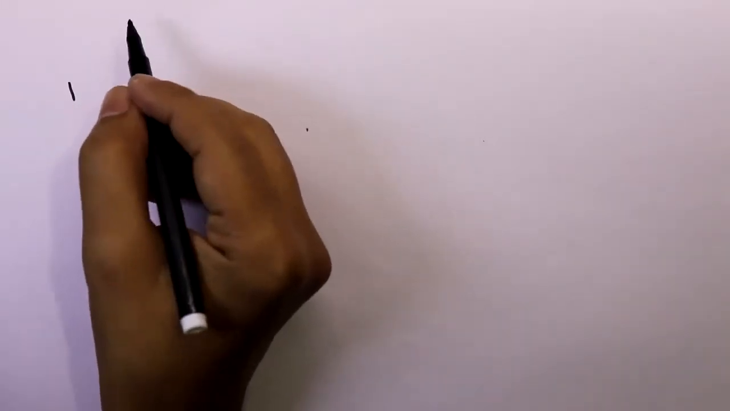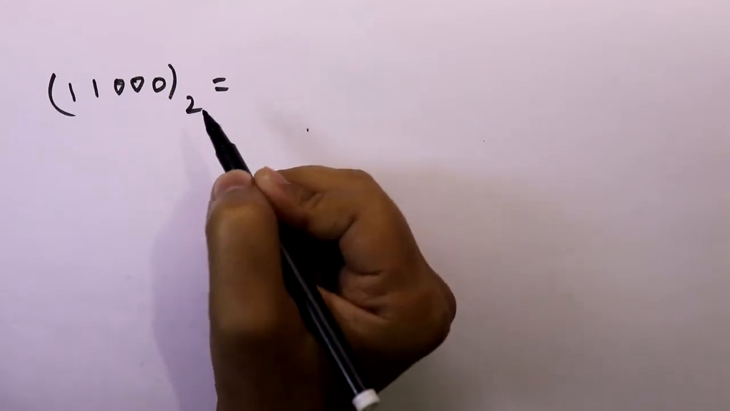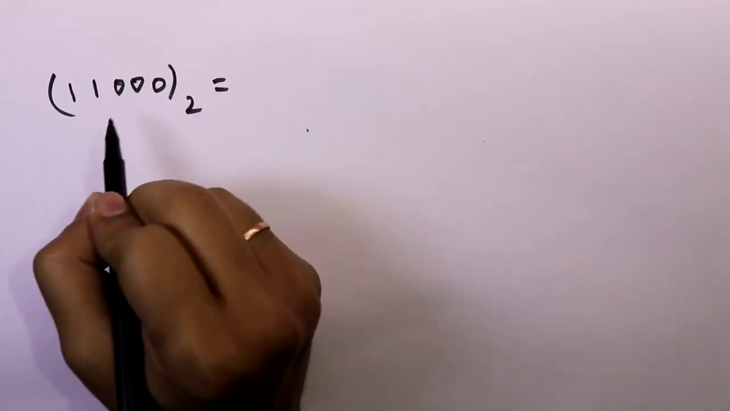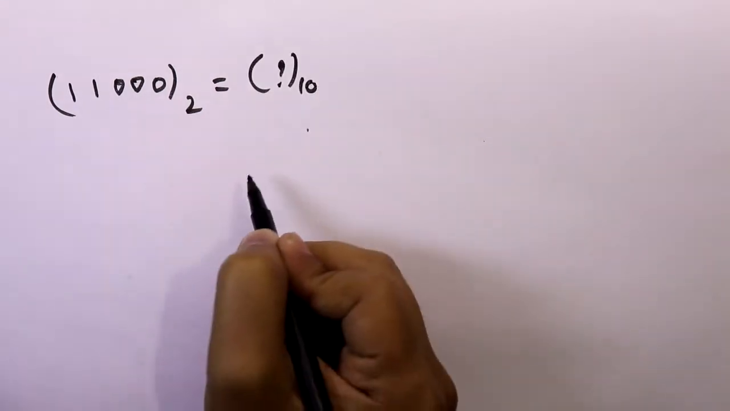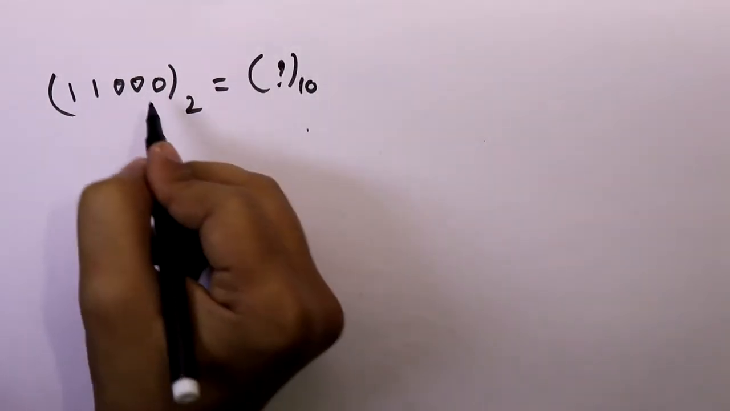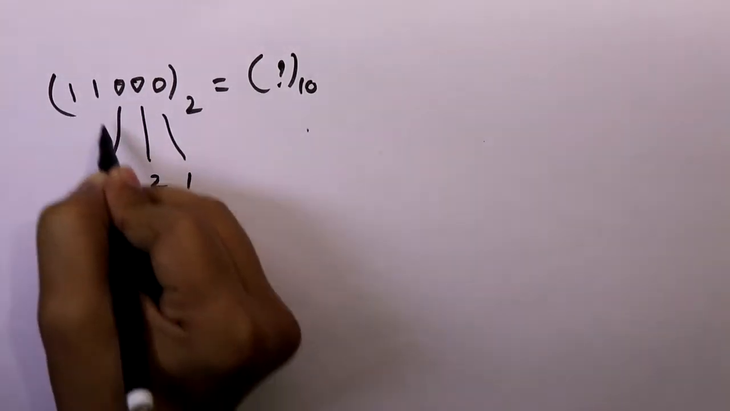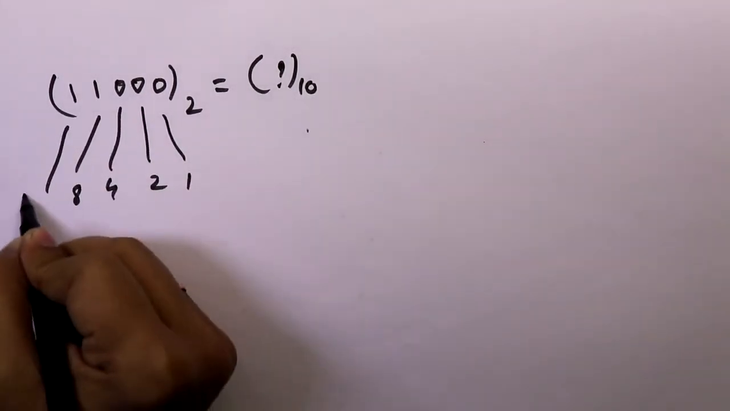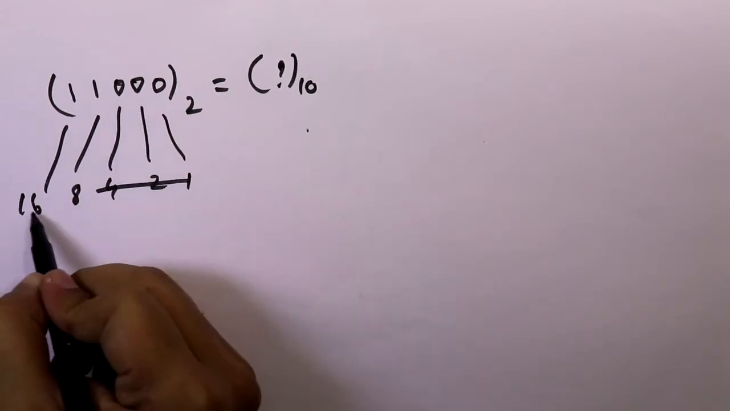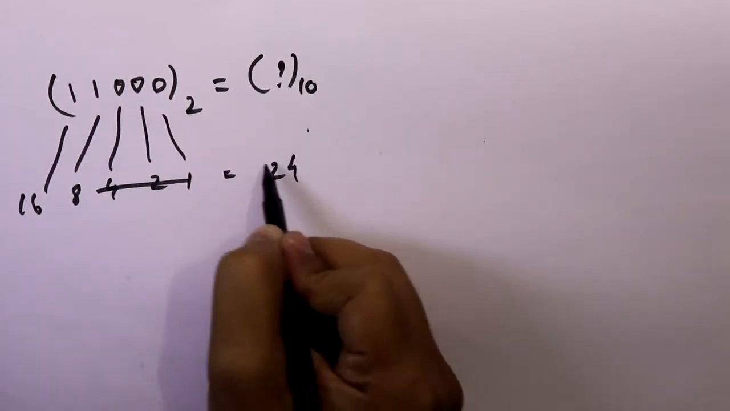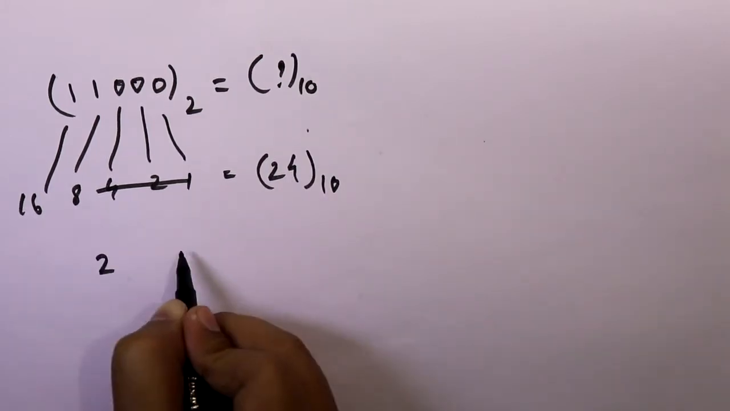Let's take a binary number 11000. To convert it to BCD, first you have to convert this number into a decimal number. Its decimal number will be 1, 2, 4, 8, 16. These three are 0. 16 plus 8 equals 24. It is in decimal. After that, you have to write it here.